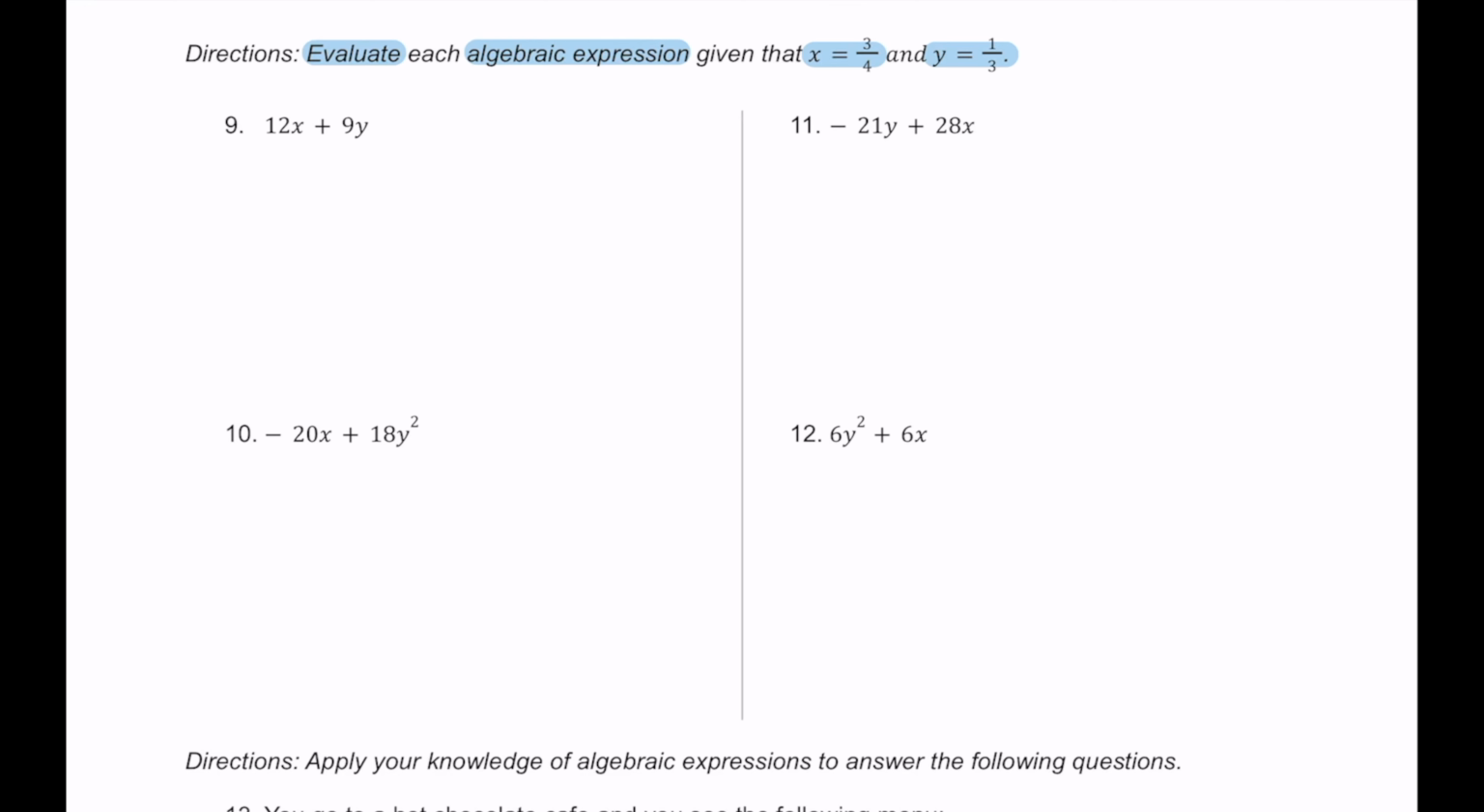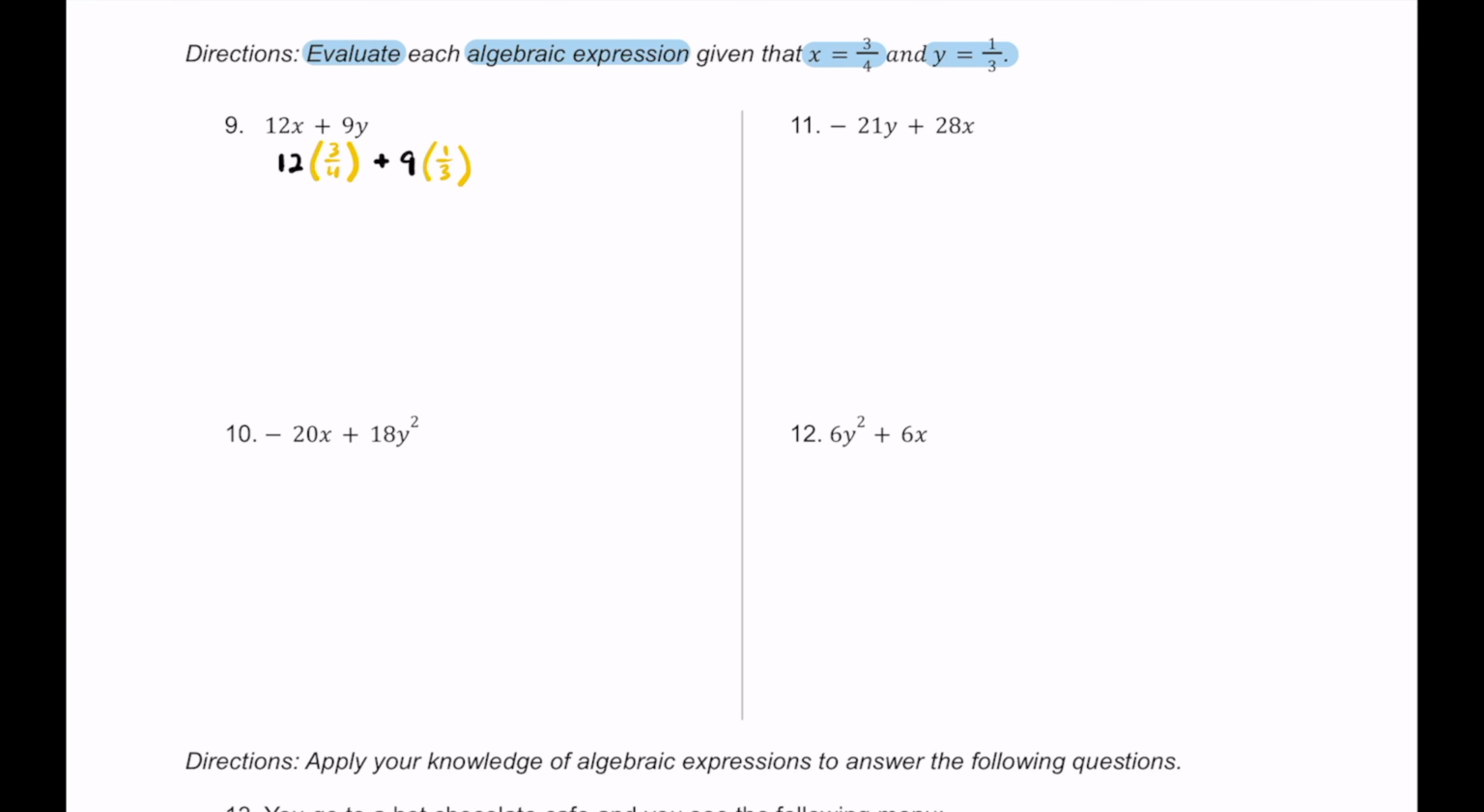Okay. So for number 9, we have 12 times x plus 9 times y. So the product of 12 and x plus the product of 9 and y. So let's go ahead and multiply, or substitute rather. 12 is being multiplied by this 3/4. So let's go ahead and write times 3/4. And now we're going to go ahead and add the product of 9 and y. Now y looks like it's 1/3, so let's go ahead and write multiplied by 1/3 here.